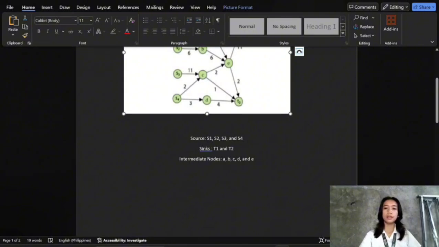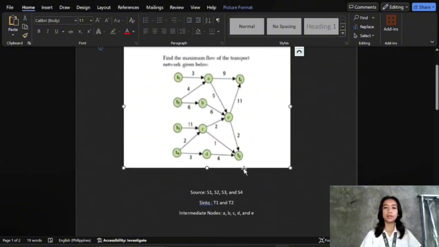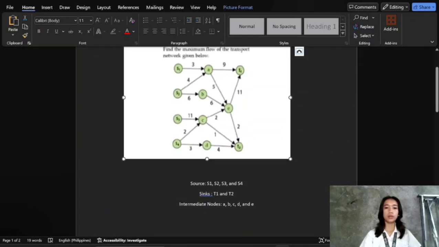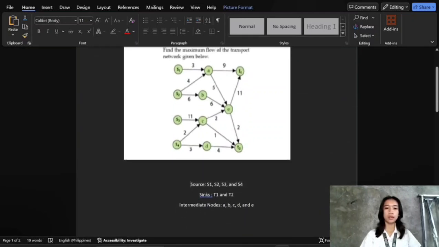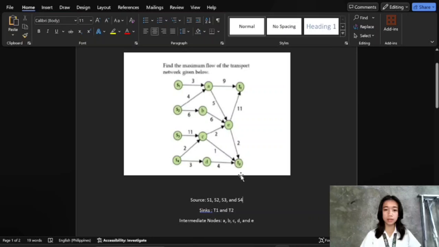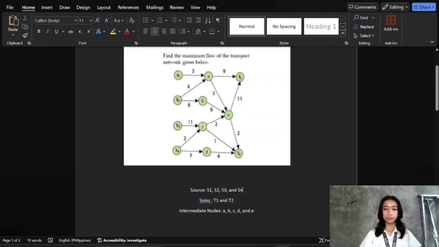So next, we need to calculate the maximum possible flow from all sources, S1 to S4, to all sinks. The sinks are T1 and T2. So we need to consider the source and the sinks, these two, source and sink.